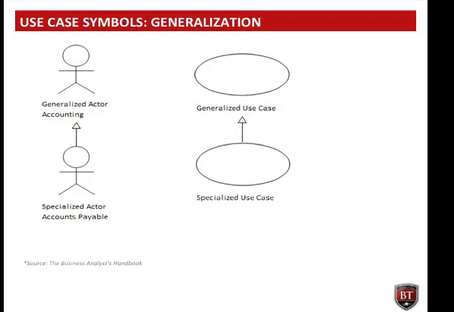The generalized actor has subtypes. In our example, accounting has accounts payable as a subtype. It is signed by a line ending in a triangle pointing in the direction of the generalized component, actor, or use case. A generalized use case can be accounts payable processes with a subtype process of check and delivery. Next, we'll see what other symbols can be used when building a use case diagram.